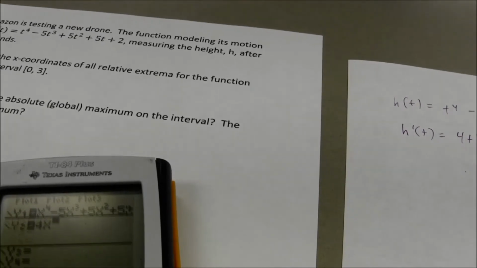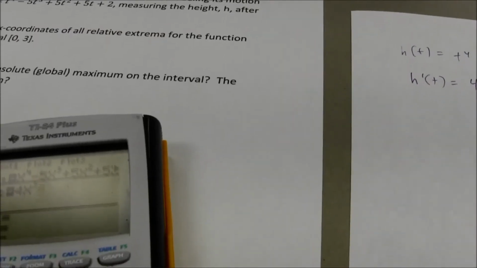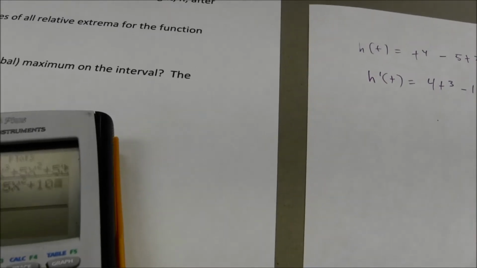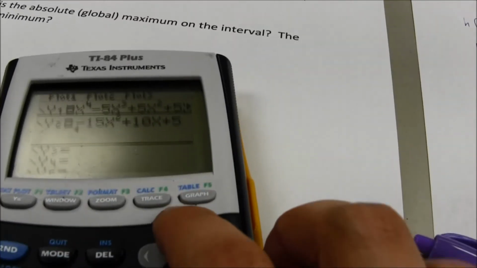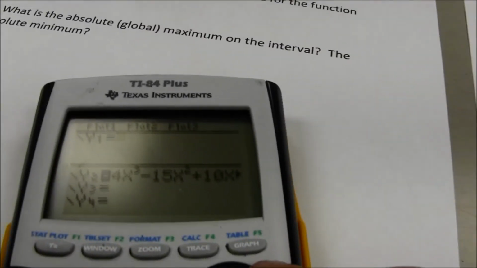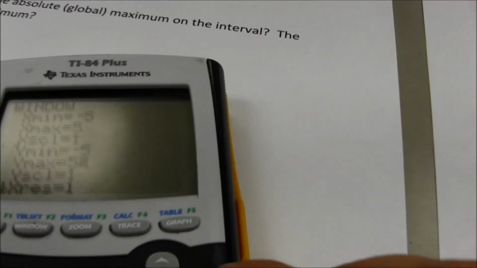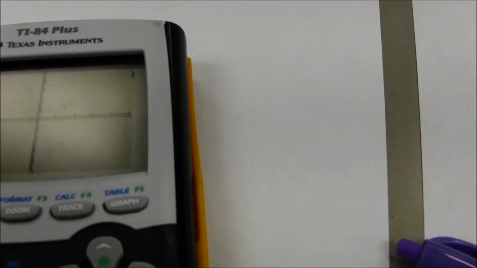Anyway, so we've got the 4t cubed minus 15t squared plus 10t plus 5. Now keep in mind the units on the graph may not need to be the same as the original function. It's very possible that it may not increase or decrease nearly as much, so I think I'm going to change my window settings here. I think I'm just going to have the y go from -5 to +5, and let's see what ends up happening there.